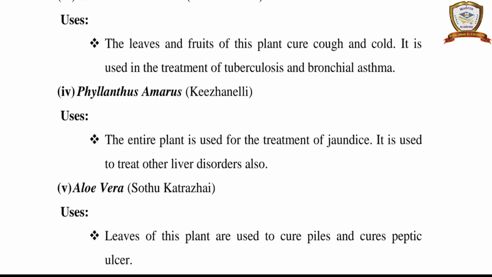Phyllanthus amarus, Keezhanelli. Uses. The entire plant is used for the treatment of jaundice. It is used to treat other liver disorders also.